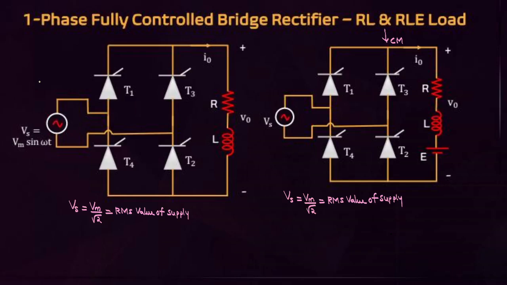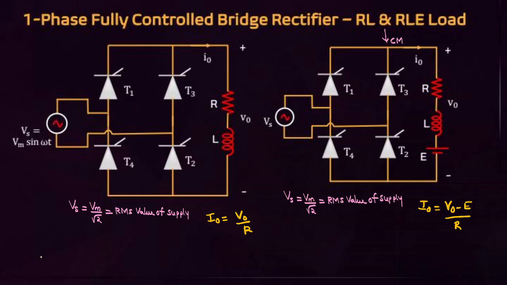Next, very important configurations of single phase, full wave or fully controlled rectifiers, that is RL load. But the point you have to remember, students, it may be RL load or RLE load. Same waveforms and same analysis, except one formula. For this case, I naught equals V naught by R. For this case, I naught equals V naught minus E by R. If the battery is present, I naught equals V naught minus E by R. Then the remaining formulas and waveforms are the same, whether RL load or RLE load is given. Even conduction angles are all equal.